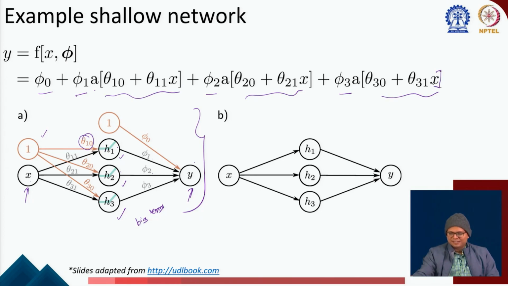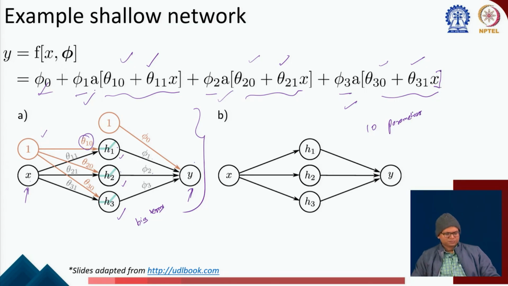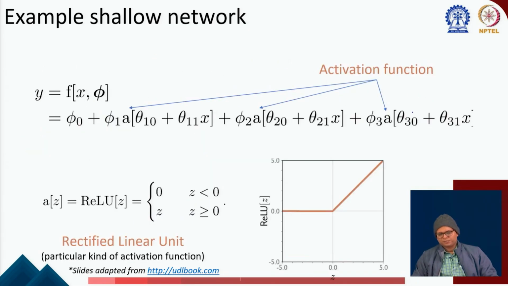If you see here, there are 6 parameters going from input to the hidden layer, and then going from hidden to the output there are another 4 parameters. So there are 10 parameters in this network, including the bias terms.